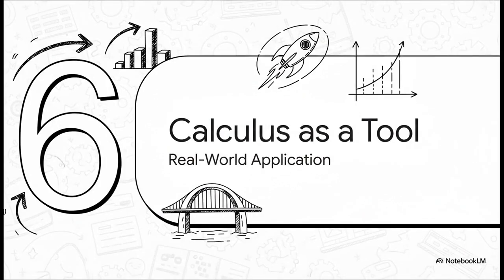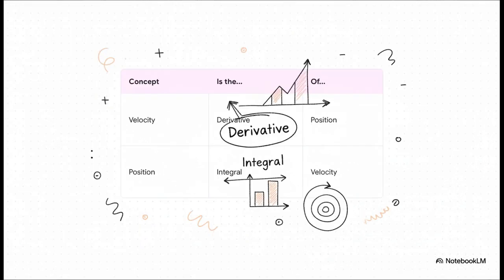Okay, so this is all very cool, very elegant math, but why should you care? What can you actually do with any of this? Let's look at a really clear example of why this all matters. This little table says it all. Velocity, your speed, is just the rate of change of your position. So if you know where an object is over time, the derivative tells you its velocity at any instant. And going the other way, if you know an object's velocity over a period of time and you want to know how far it traveled, you just take the integral. Calculus becomes this amazing translator between rates and totals.